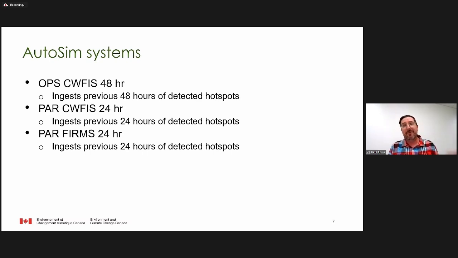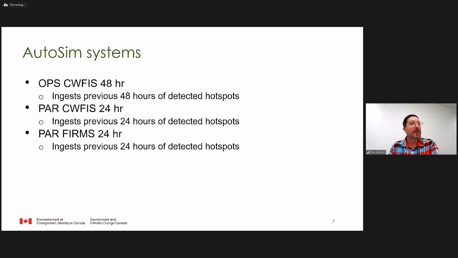So we have three main AutoSIM systems, which are run 4 times daily out to 48 hours. The OPS CWFIS 48-hour ingests the previous 48 hours of detected hotspots prior to model runtime. These hotspots are taken from Natural Resources Canada's Canadian Wildland Fire Information System, or CWFIS, which uses hotspots detected from NASA's Fire Information for Resource Management System, or FIRMS, but uses algorithms that filter out hotspots not associated with wildfires. CWFIS also makes use of additional polar orbiting satellite platforms to detect hotspots.